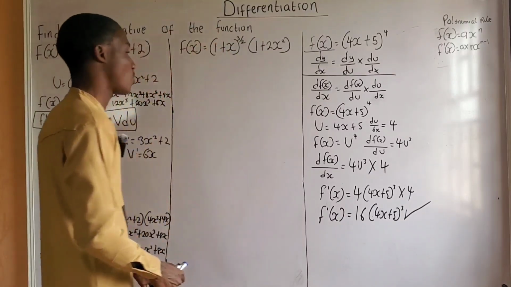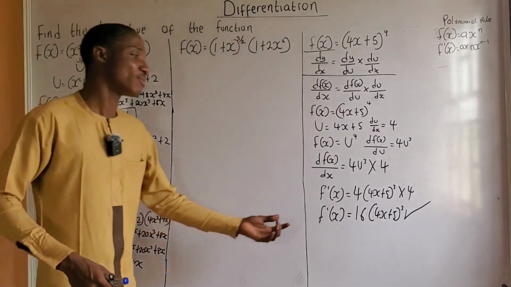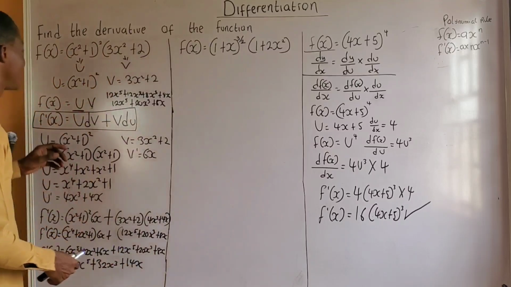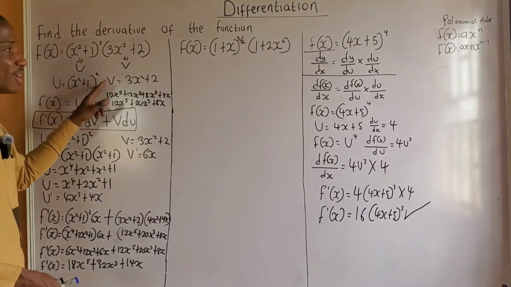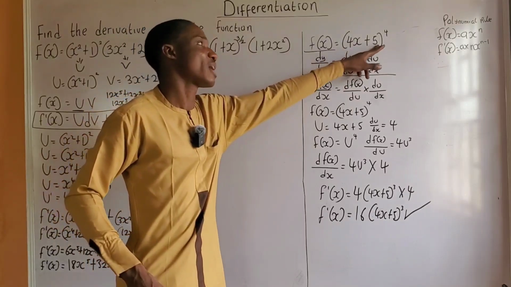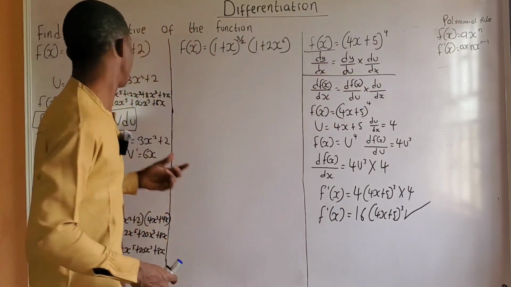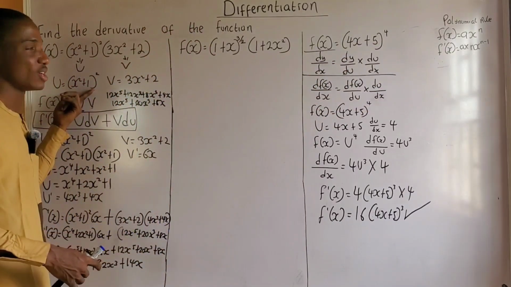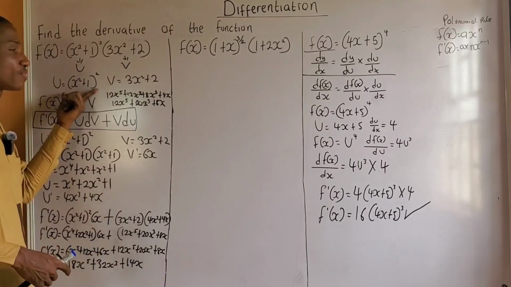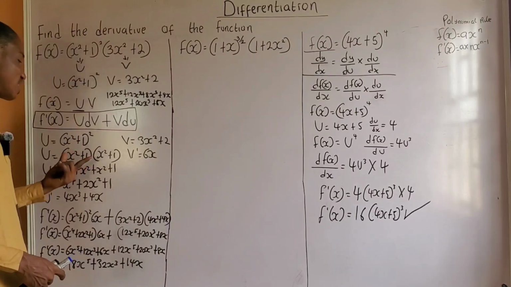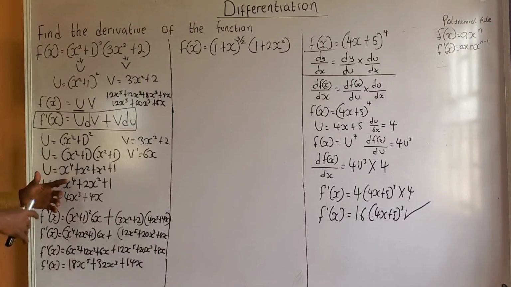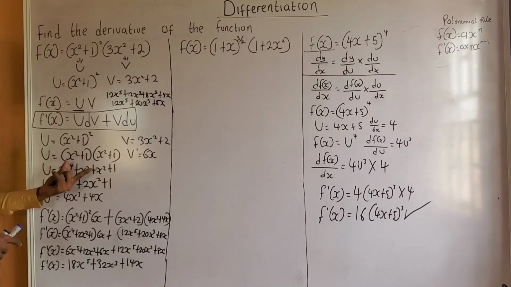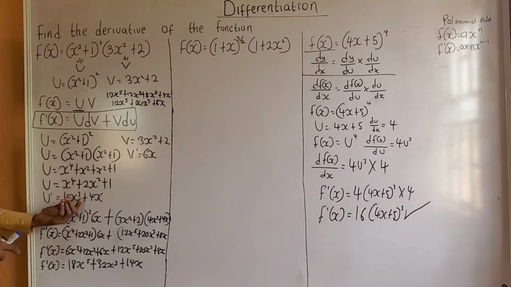Now, the reason why I'm emphasizing this is because if you compare this function, (x squared plus 1) to the power of 2 and (4x plus 5) to the power of 4, you can see that this function itself has a power. So you can also use chain rule to differentiate this function. Are you getting it? Without expanding. When I solved this question back then, I expanded the bracket, then took the derivative of u, right? But you can also use chain rule.